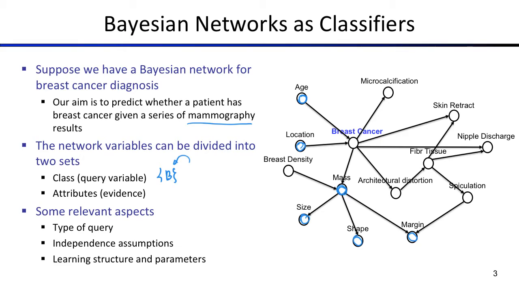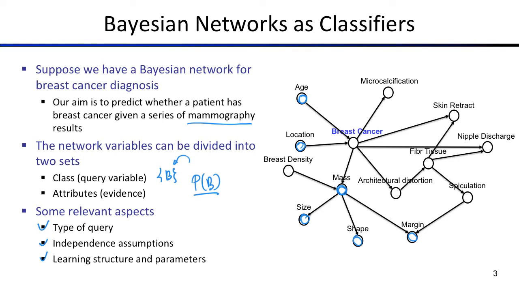One is the type of query. It's clear that we will be interested in the probability of B, and we see how many values B can assume. What are the independence assumptions, right? That's going to be an important aspect of this discussion, because if we have some variables that are independent from the others, we don't need to measure those variables. So which variables will be relevant in order to figure out the probability of B? And also, learn structure and parameters.